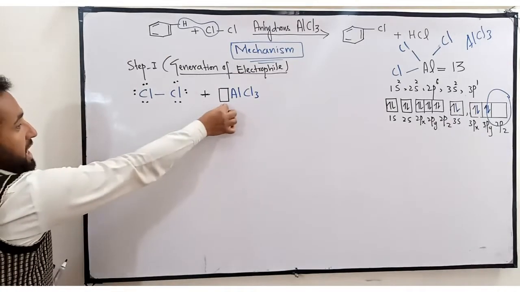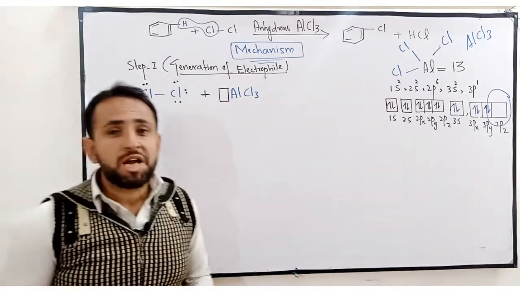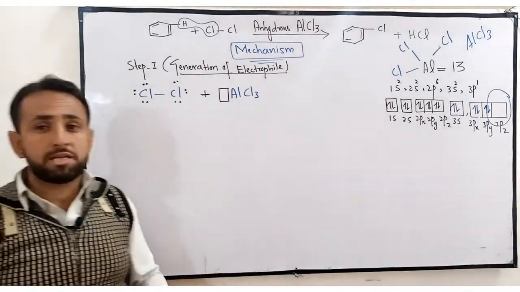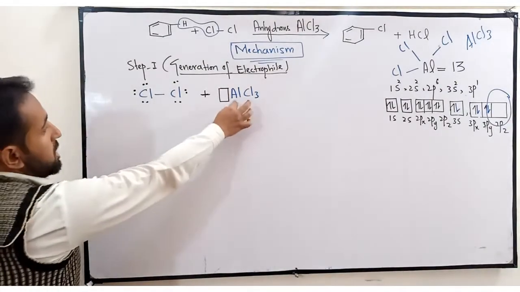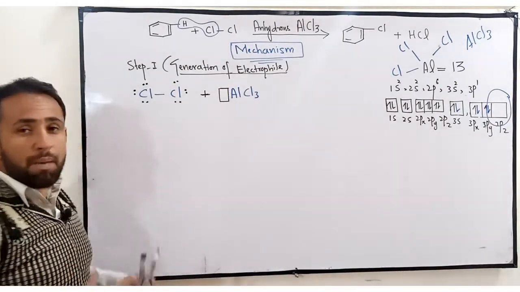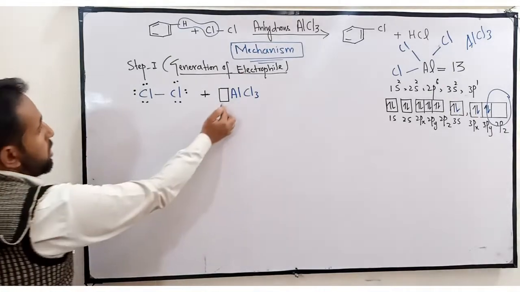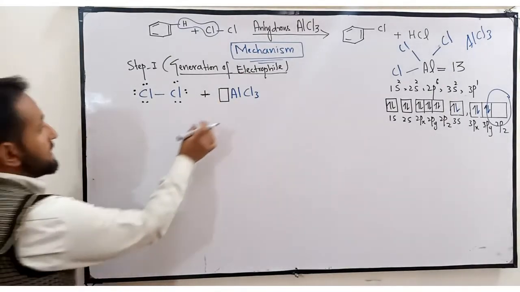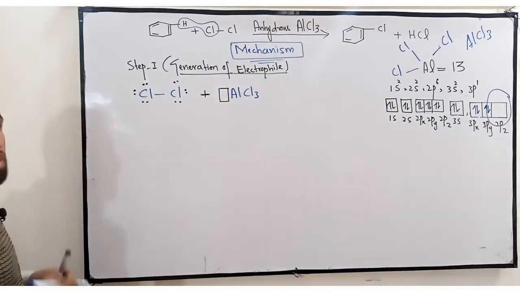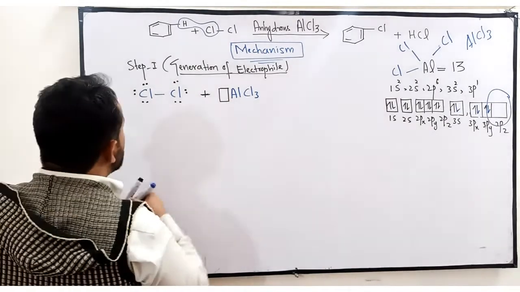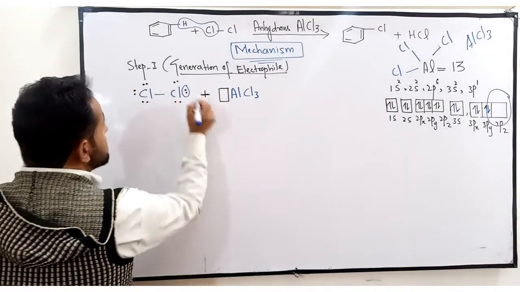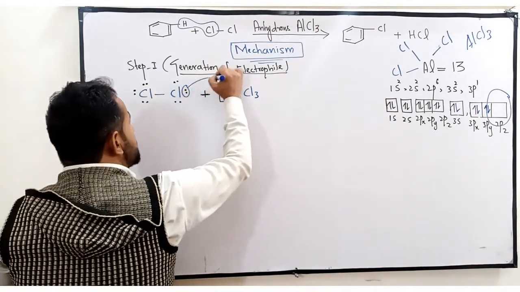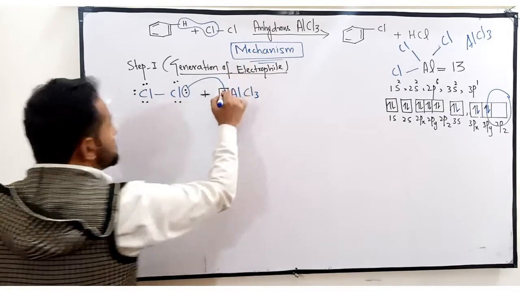Due to this vacant orbital, aluminum trichloride is known as a Lewis acid, because it has the ability to accept a lone pair of electrons. Now what happens? Due to this reason, we are using a Lewis acid in this kind of reaction. Basically, this one lone pair of electrons, the aluminum will attract from the chlorine and accommodate here.